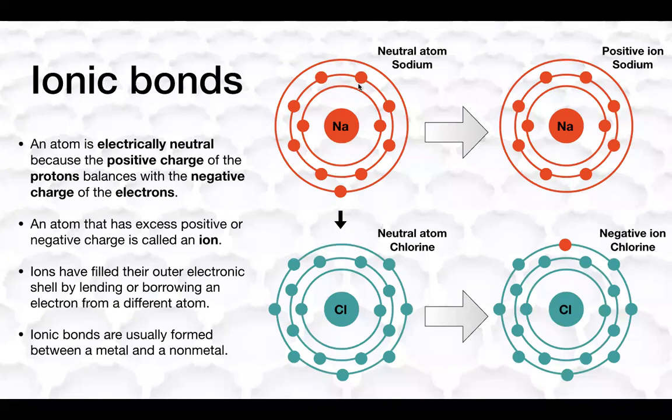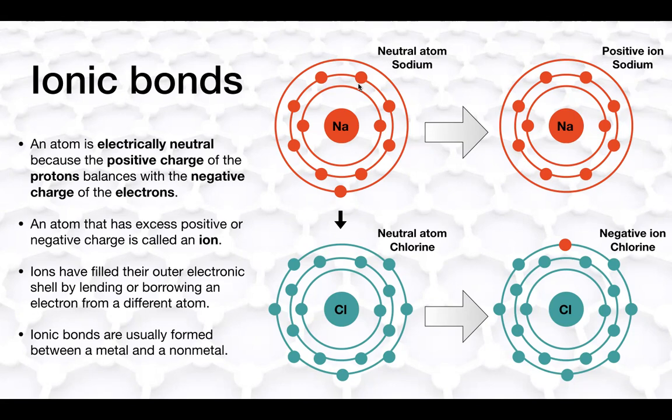Ionic bonding occurs when two atoms exchange one or more electrons. An atom is electrically neutral because the positive charge of the protons balances with the negative charge of the electrons. An atom that has excess positive or negative charge is called an ion. Ions have achieved a full valence shell by lending or borrowing electrons from a different atom.